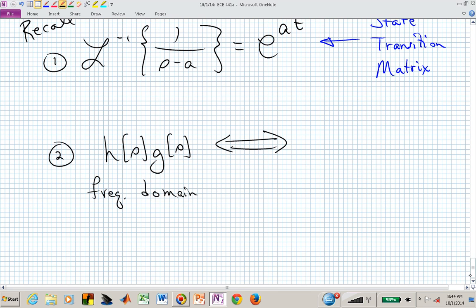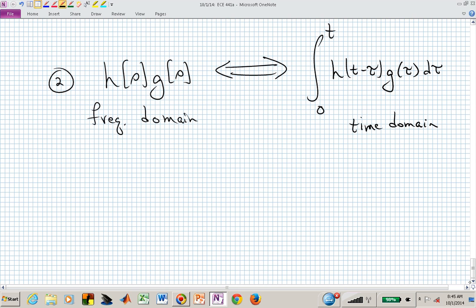Well, I'm getting ahead of myself. Let's just write the convolution integral. That's now this integral from 0 to t of h of, let's say, t minus tau, g of tau d tau. And this is in the time domain. But we have specific structure for our h and g.